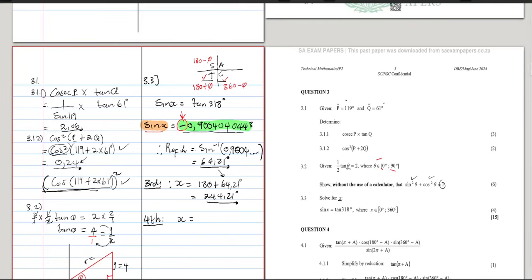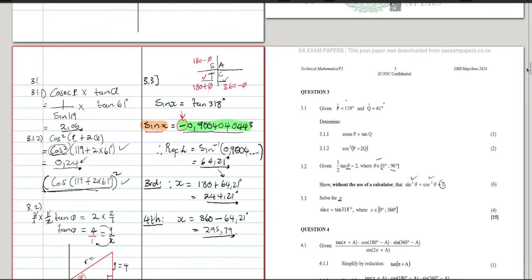And then in the fourth quad, I have x equals 360 minus 64.21 degrees, which gives 295.79. There we go. So these are the solutions for that equation. That concludes question 3.